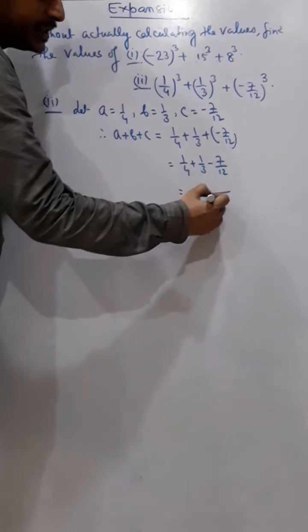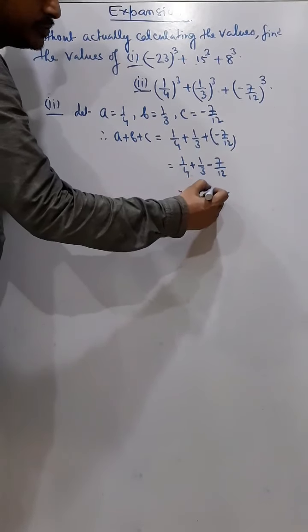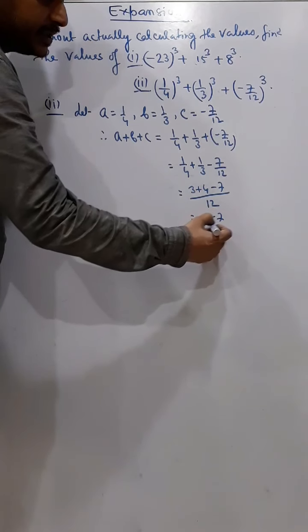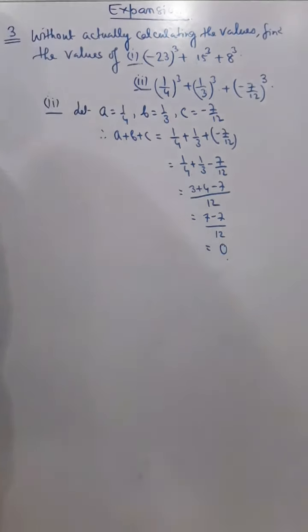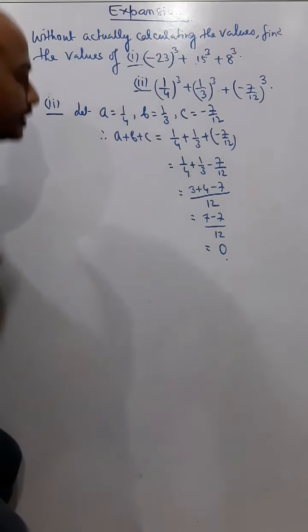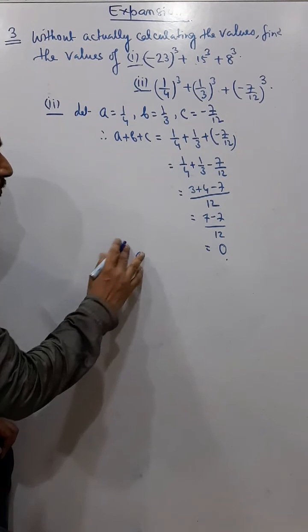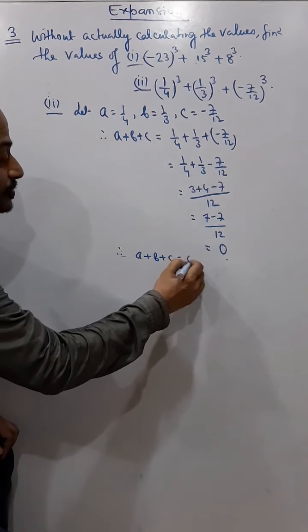Then we can take LCM 12. So we get 4 3s are 12 plus 3 4s are 12 minus 7. So you can understand we are getting 7 minus 7 by 12, and finally we get 0 by 12 is 0. So finally what we got, A plus B plus C is equal to 0.